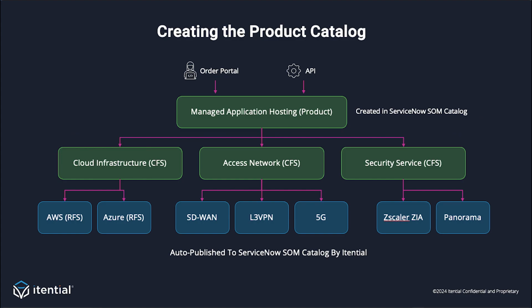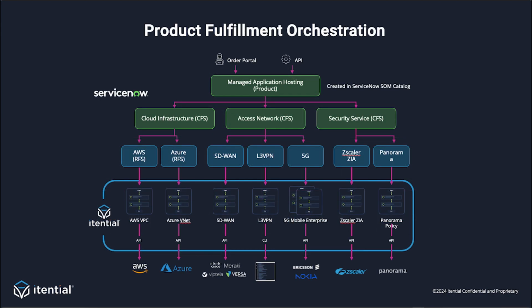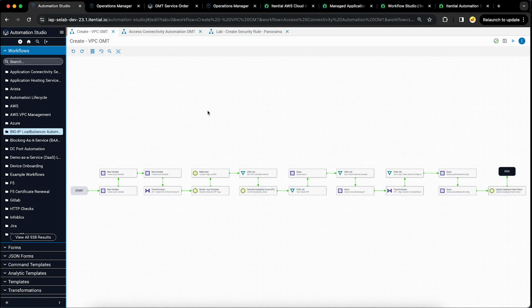Once the RFSs are available, we're going to showcase how it's easy to create a product within the ServiceNow SOM catalog, taking advantage of the published RFSs. And the final part of the demonstration is going to focus on how we kick one of these product orders off, taking advantage of an emulated portal or an API, and see how it gets decomposed and fulfilled by Itential. Let's get started with the demonstration.